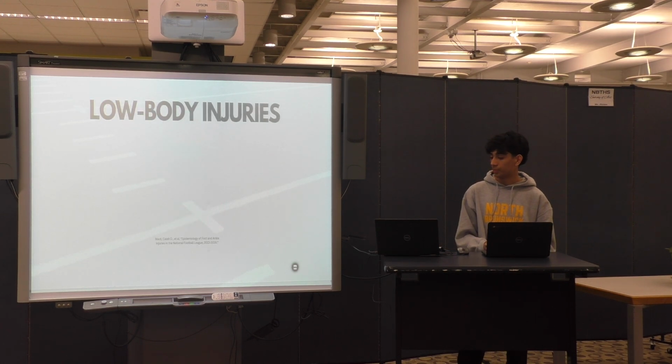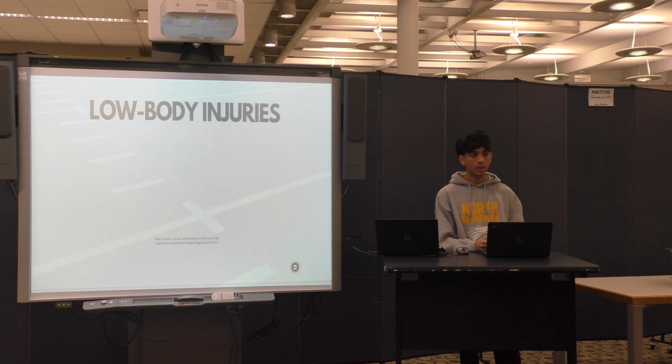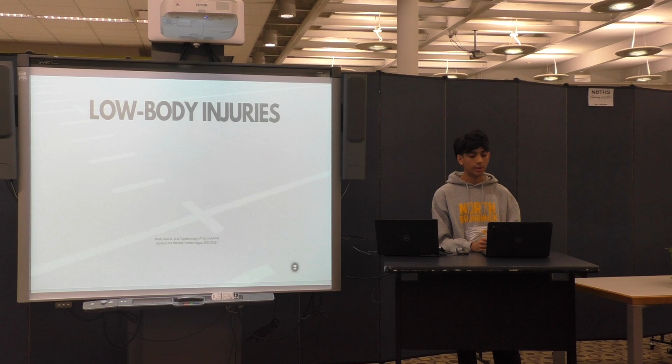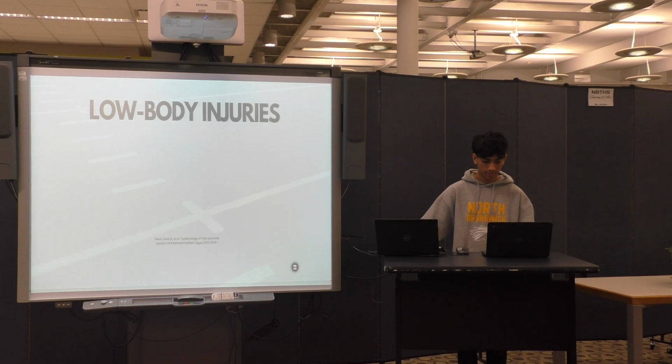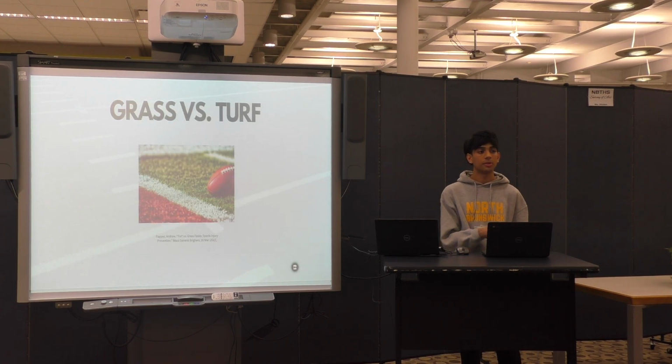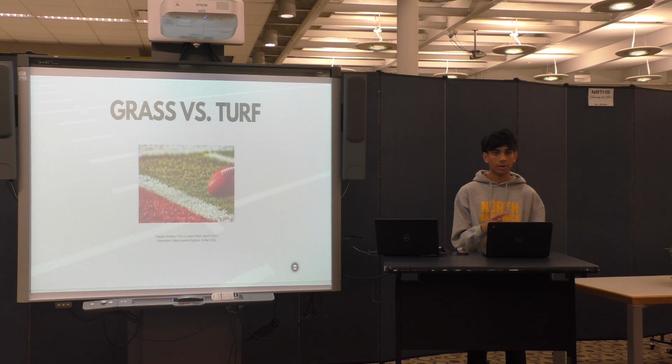This source talks about lower body injuries in general. Artificial or synthetic turf actually increases lower body injuries by 25% compared to natural grass. So this source helped me understand that lower body impacts come from non-contact turf injuries and are much more frequent than natural grass injuries. And finally, this source directly compared turf and grass, their mechanics, and also how often players get injured from each.